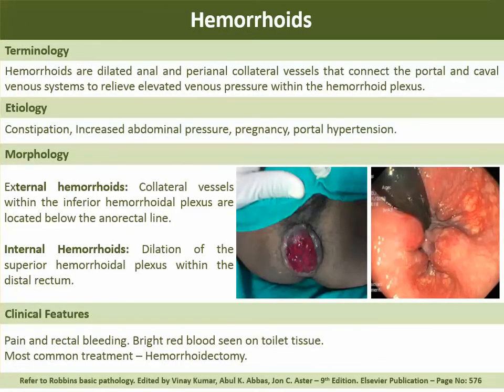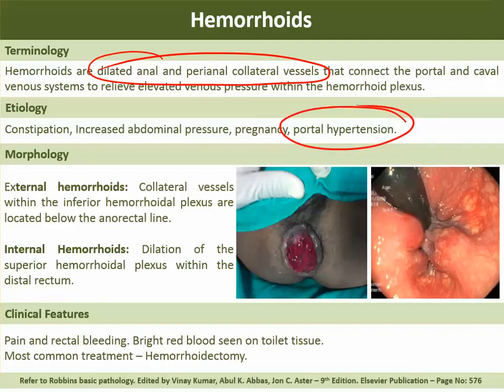So now coming to the last slide, I think it is called hemorrhoids. Hemorrhoids means dilated anal and perianal collateral blood vessels. It happens due to some job-related long standing, and the pressure comes to the downside blood vessels, so they dilate. It is most commonly seen in portal hypertension patients.